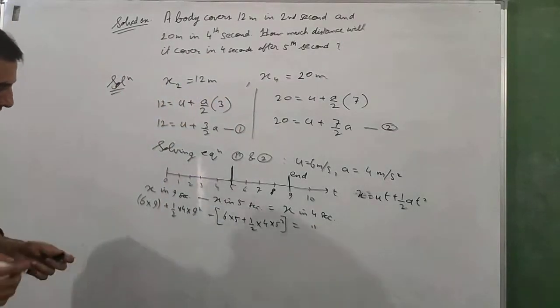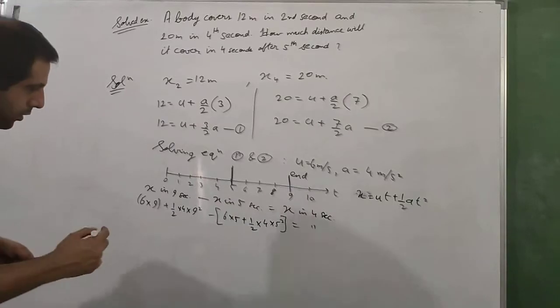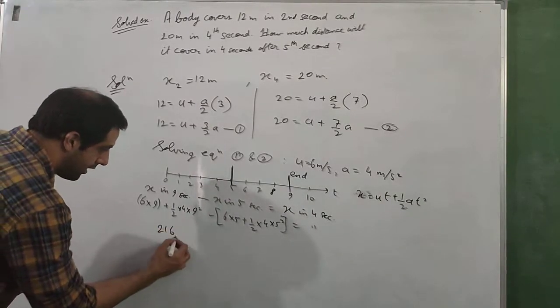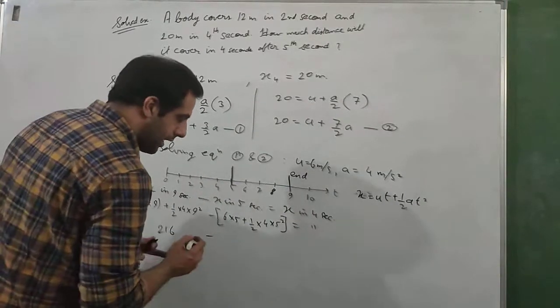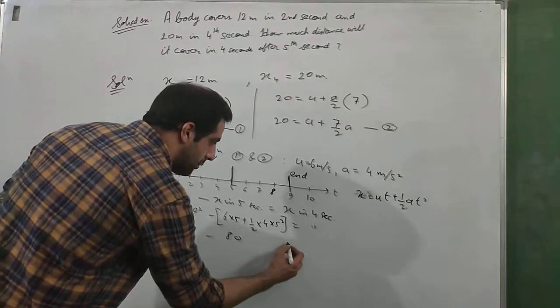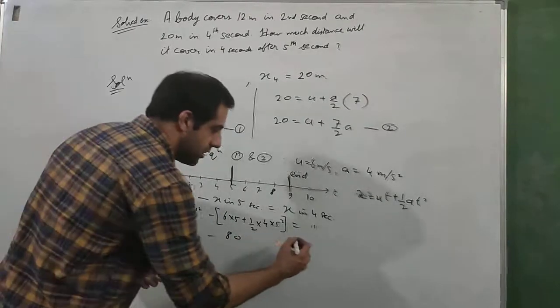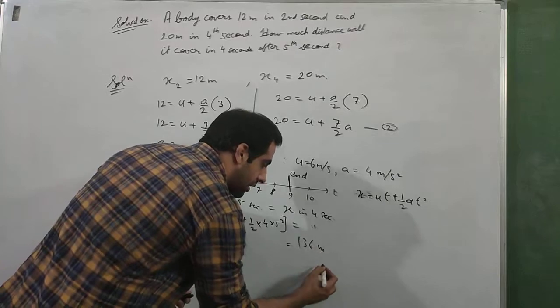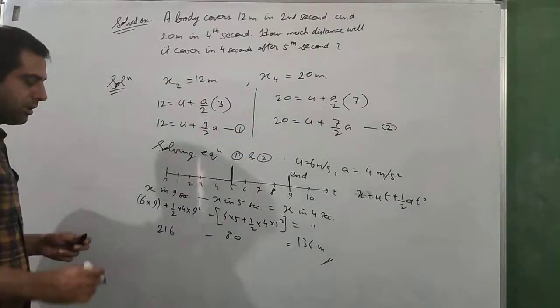You calculate this part yourself, and the first value should come out to be 216, minus, and I am getting 80 for this. So that means the distance traveled in 4 seconds will be equal to 136 meter, and this should be the answer to this question.